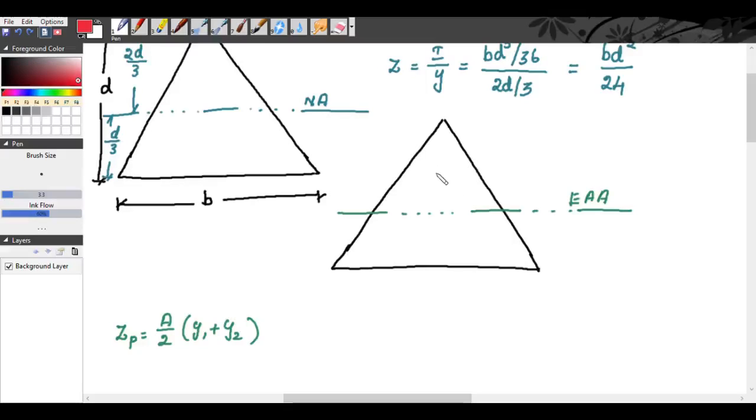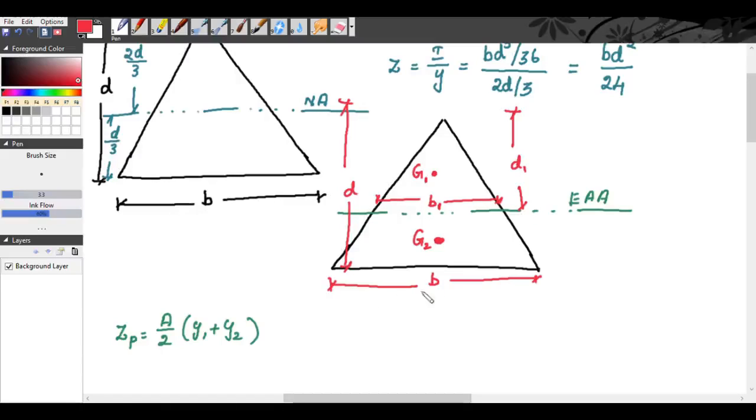For this triangle, let us take this point as G1. Here the center of gravity for this trapezium is G2. Now, we know this is B and the depth is D, right? Now, let us divide this. Let us take this smaller triangle. The width of this smaller triangle be B1. Let us take this as B1 and this depth as D1.